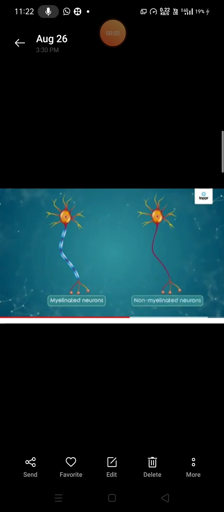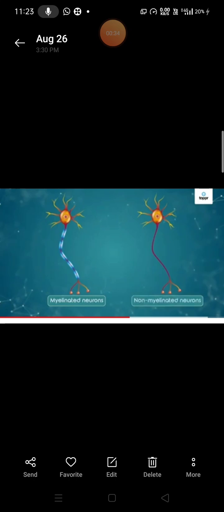Student, today I will explain the two types of neuron on the basis of presence or absence of myelin sheath. A neuron with a myelin sheath is known as a myelinated neuron. A neuron without a myelin sheath is known as a non-myelinated neuron.